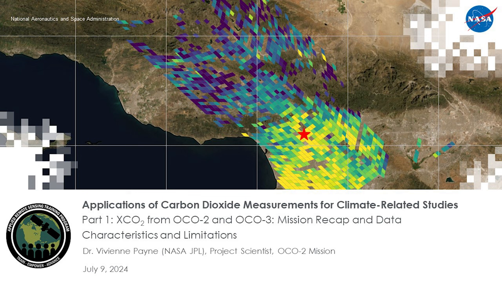This training has three sessions. The second session will be tomorrow, Wednesday, July 10th, and the third session will be on Tuesday, July 16th, all at the same time. Today's session will focus on explaining CO2 measurements from the OCO2 and OCO3 missions. There will be an overview of the missions and a discussion of the characteristics and limitations of the data.